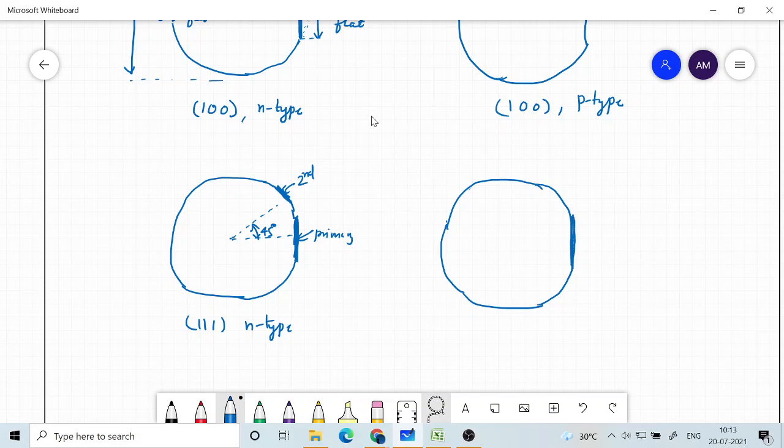Okay, so this is having no secondary cut. There is no secondary cut here. So if you take a wafer and you don't see any secondary cut, then know that it has only the primary flat. So this is basically 111 p type.